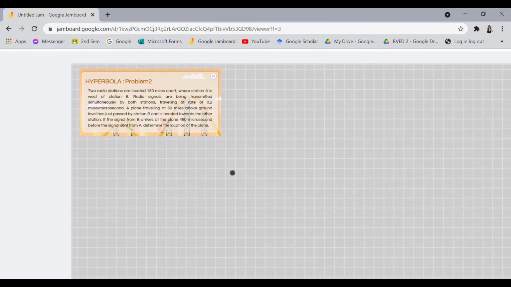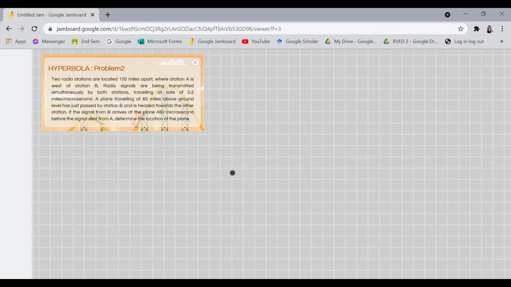This is problem 2 for hyperbola. There are two radio stations located 150 miles apart, where station A is west of station B, and radio signals are being transmitted simultaneously by both stations, traveling at a rate of 0.2 miles per microsecond. Let's say there is a plane traveling at 60 miles above ground level, which has just passed by station B and is headed towards the other station. If the signal from B arrives at the plane 480 microseconds before the signal sent from A, determine the location of the plane.